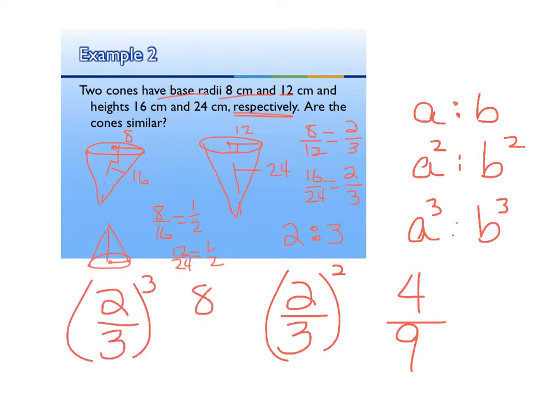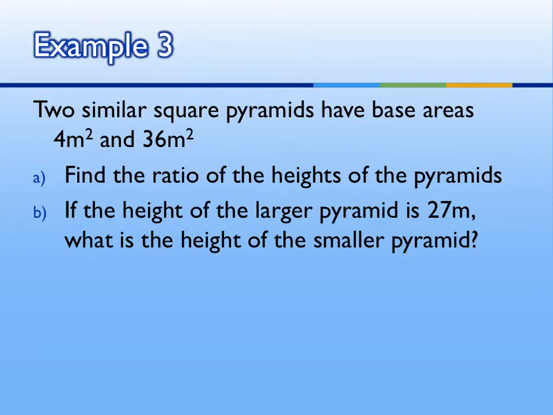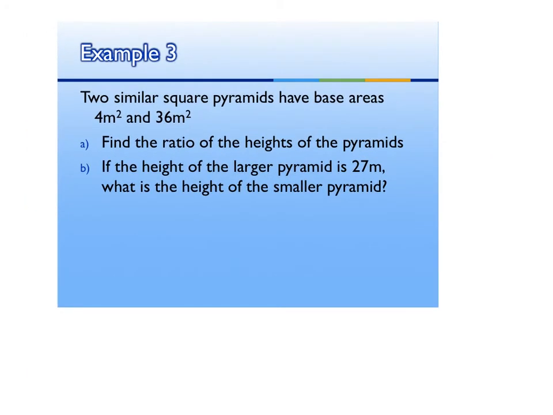2 to the third power is 8. 3 to the third power is 27. This is what we're going to be doing in the homework. Okay, we have one more example. And here's how we're going to apply the similar theorem.